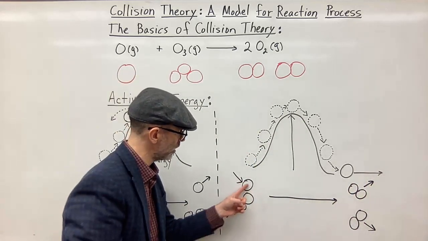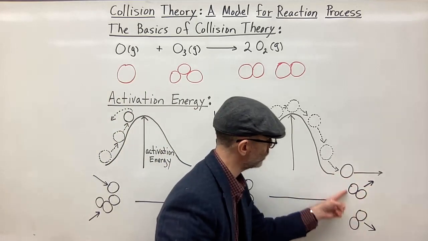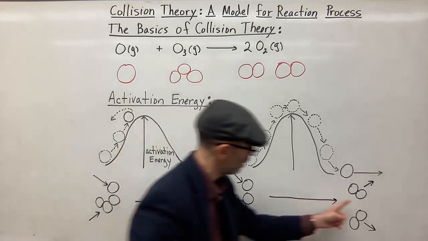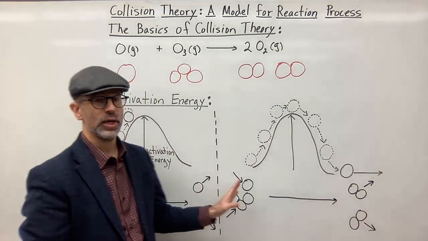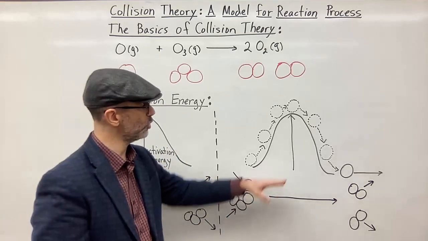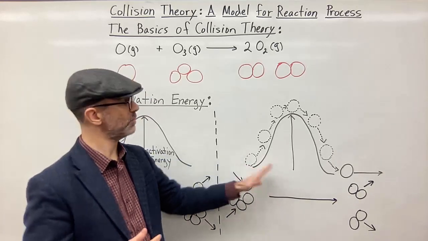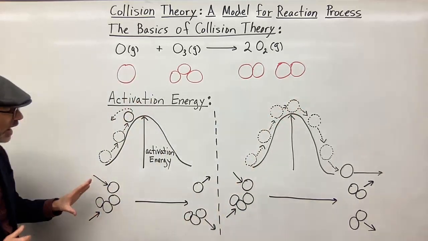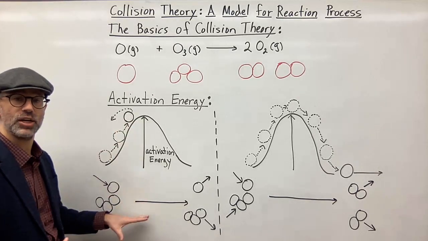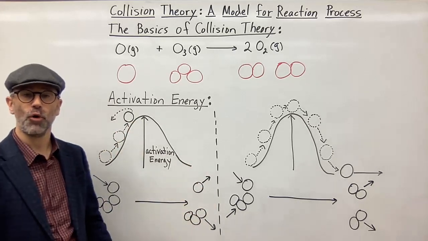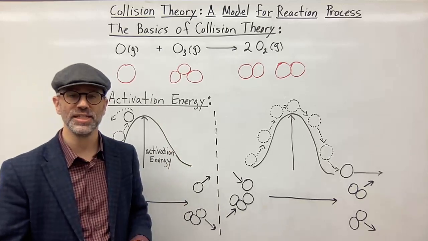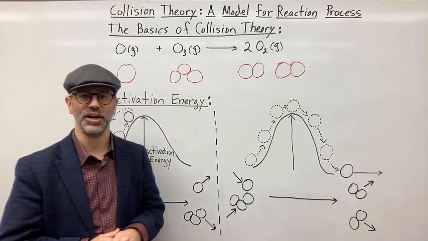So now this bond is completely formed to form this oxygen molecule, and then this bond is completely broken to form this oxygen molecule. So this is an example of where the activated complex is formed, where you've added enough energy to overcome the activation energy. Here, not enough energy is supplied, so you're unable to overcome the activation energy, so no products are formed. So now what I want to do is show this in terms of energy diagrams. So let's go over energy diagrams.